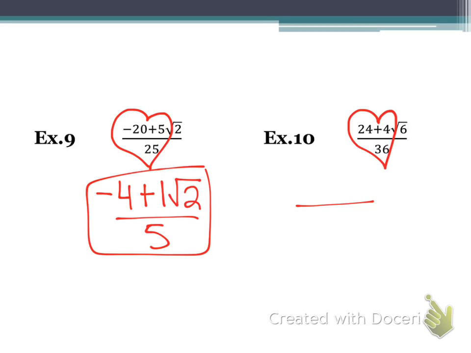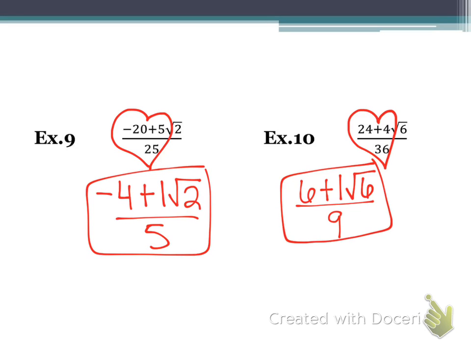24 divided by 4. 6. Good. 4 divided by 4. 1 is stuck with the square root of 6. 36 divided by, sorry, divided by 4 is 9. Misspoke there.